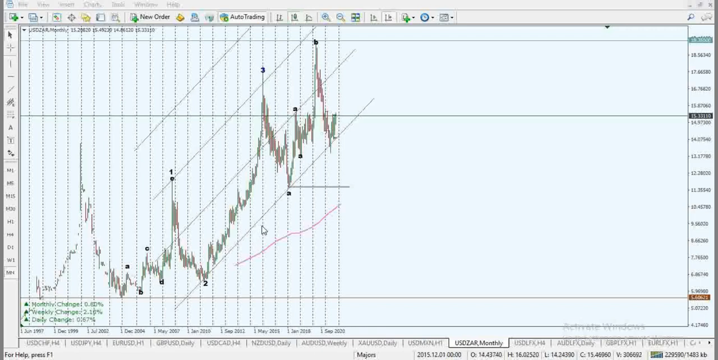It's good Michael here, and in this video we're going to be looking at USDZAR. I'm going to be counting the waves with you, doing a multi-timeframe analysis, and showing you the wave count and when I intend to approach this one. Without any further ado, let's get straight into the chart.